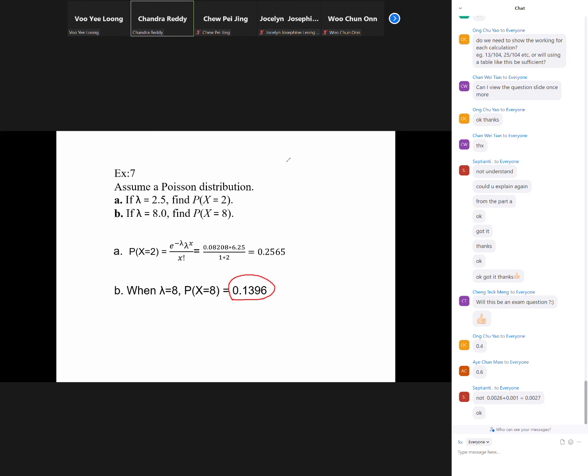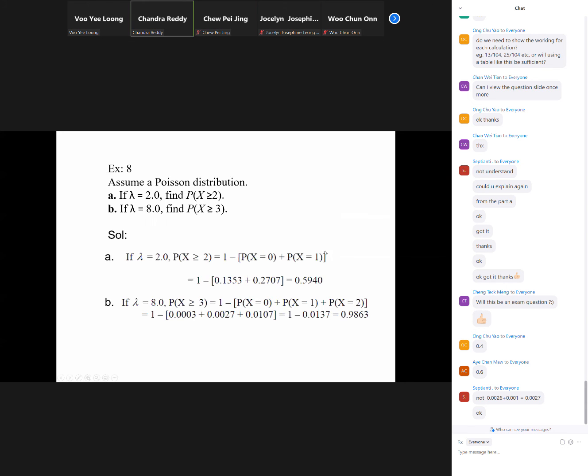So here we are straight away using the Poisson's distribution formula and doing the calculations. I'll be ending in another 2-3 minutes. Please bear with me. The next one is similar.